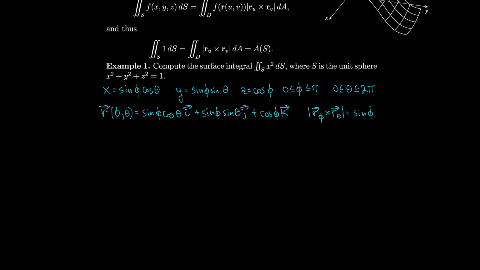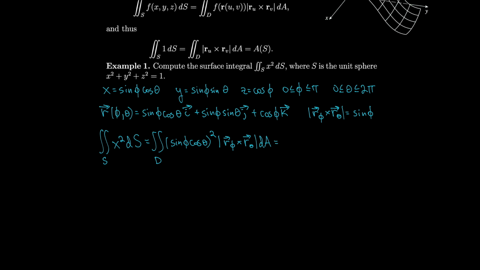So this means that we have enough now that we can plug into our surface integral. We'll get that the surface integral of x squared dS is equal to the double integral over D of (sine phi cosine theta) squared, because that's what x is. And then we have to multiply by dS, which is the surface area, so that's the length of r phi crossed with r theta, dA.